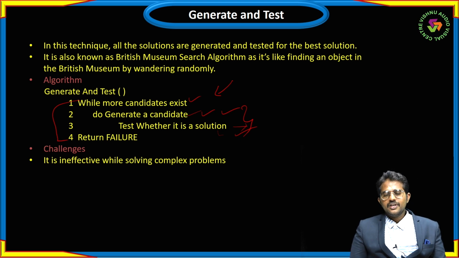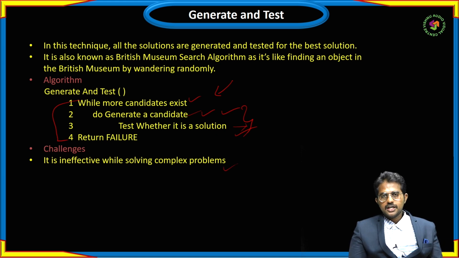So the challenges faced in generate and test are, whenever we are trying to solve some complex problem, this particular algorithm will be inefficient. By using generate and test we can get the solution, but it will depend on the size of the search space. That means if we have a more exponential search space, this particular algorithm is inefficient.